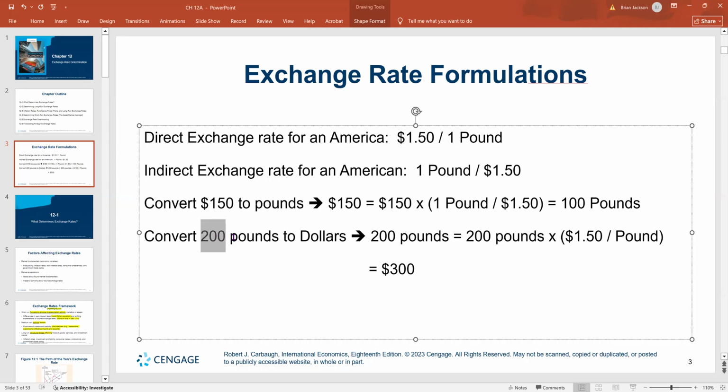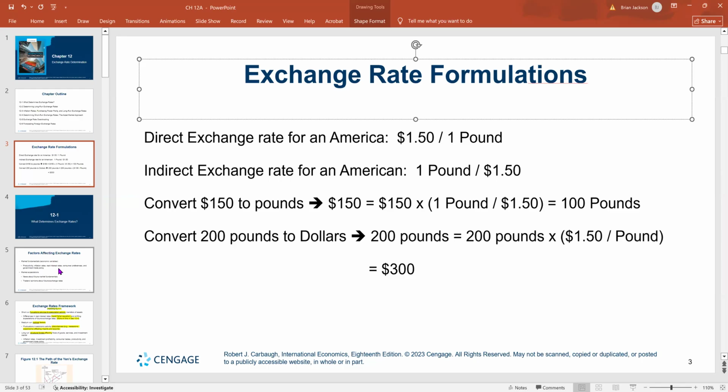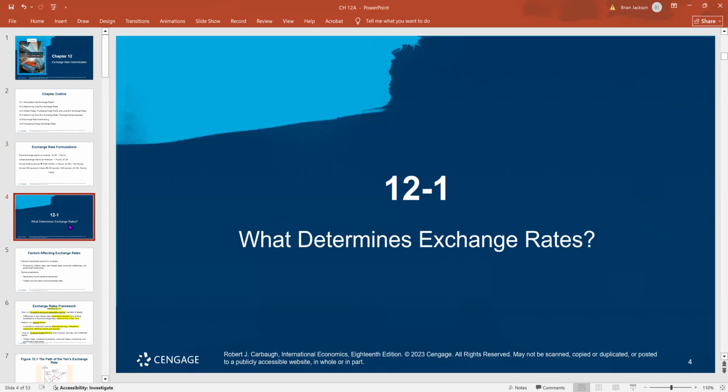Alternatively, we might want to convert 200 pounds to dollars, in which case we would take the 200 pounds and multiply by the direct exchange rate for an American. Of course, that would be the indirect exchange rate for a UK citizen. When you put the domestic currency on top, that is the direct exchange rate. So, a little review there.